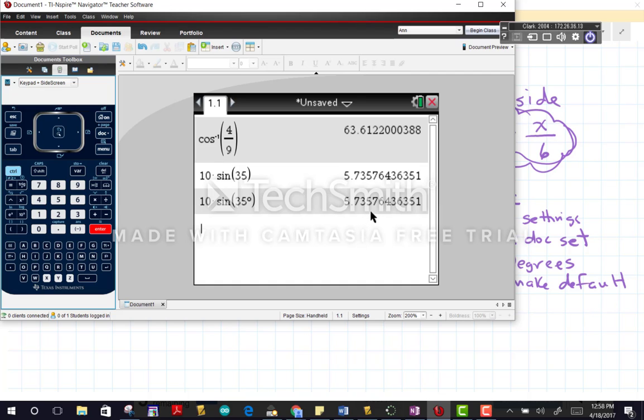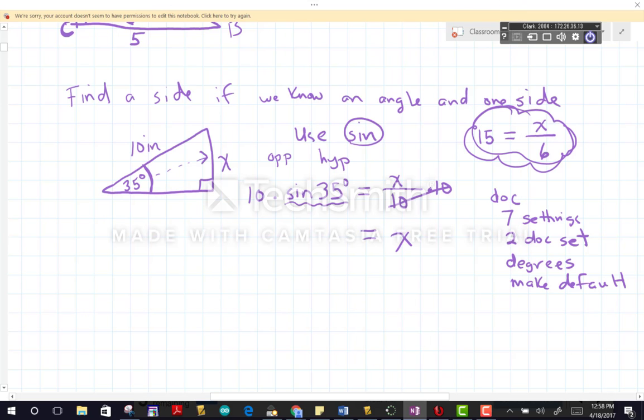So how many decimal places do we want to be accurate to? 3. I got 5.736, right? Which makes sense. I figured out that side x is equal to 5.736. And since this side is in inches, my answer is in inches. Okay? Does that make sense?